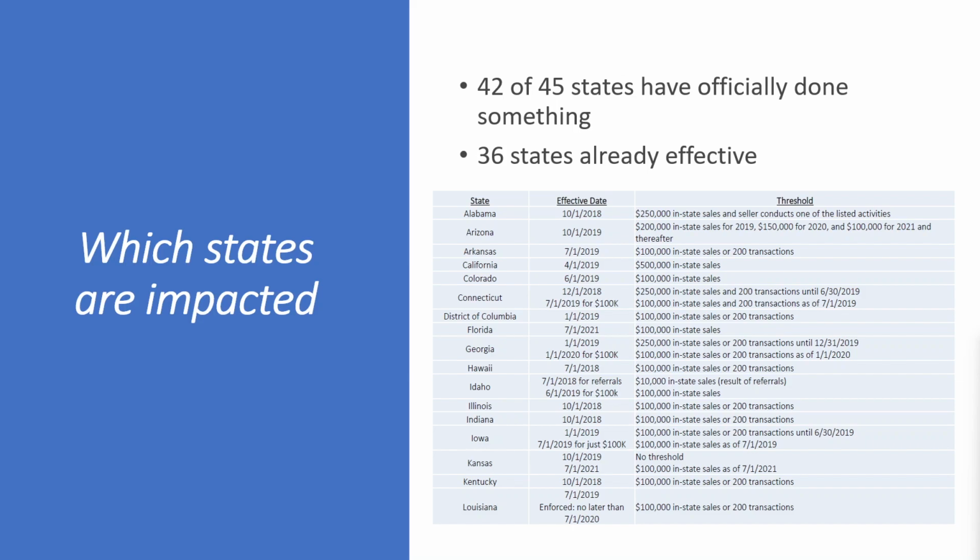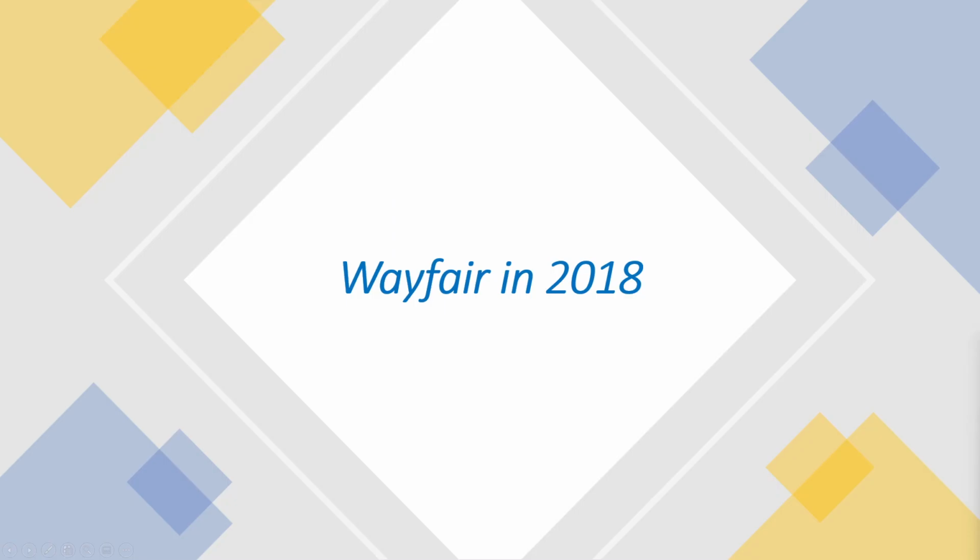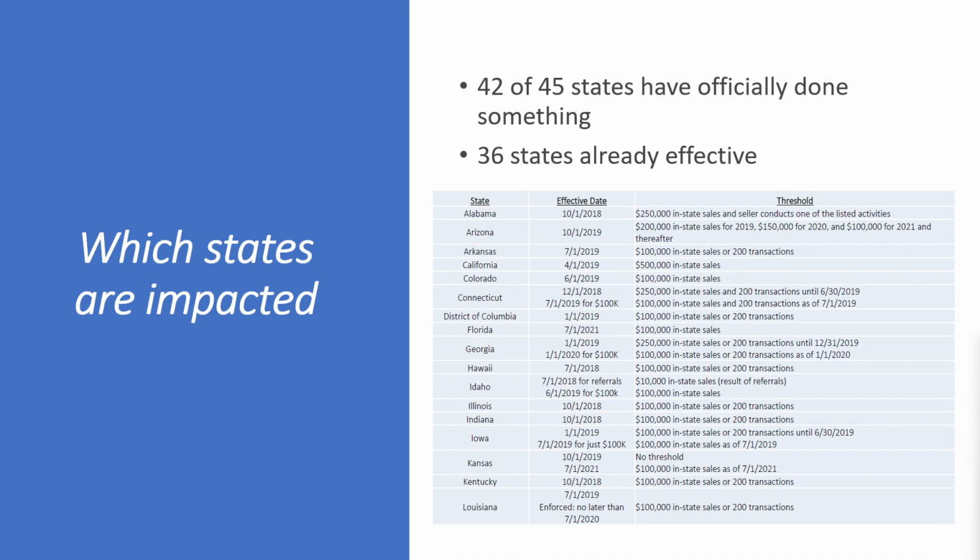So make sure you take a look at your sales periodically, see if you're over that limit, and what the exposure is you have. Because for now, at least 42 of the 45 states have officially done something regarding the economic nexus, and a lot of states, 36 states, are already affected. So that is something that we need to pay attention to.